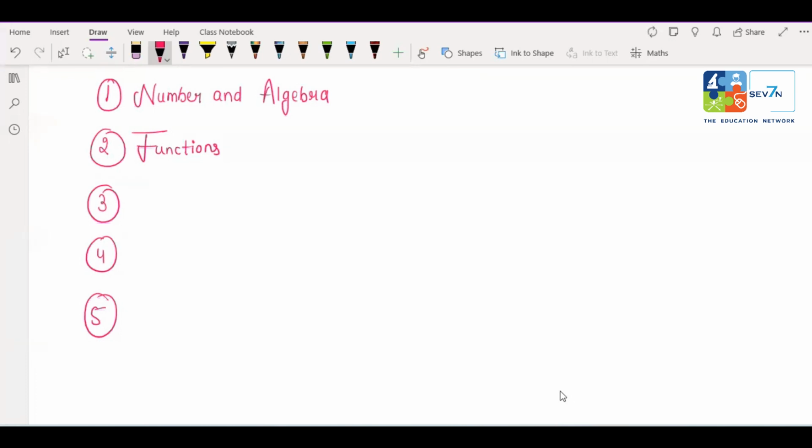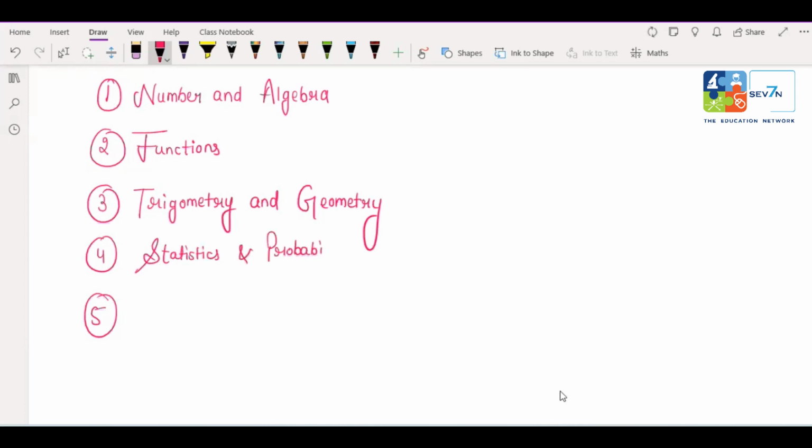After that, trigonometry and geometry. This is your third unit. Statistics and probability. This is your fourth unit, and calculus is your fifth unit.